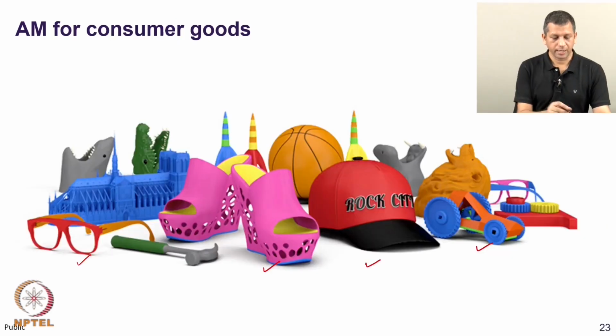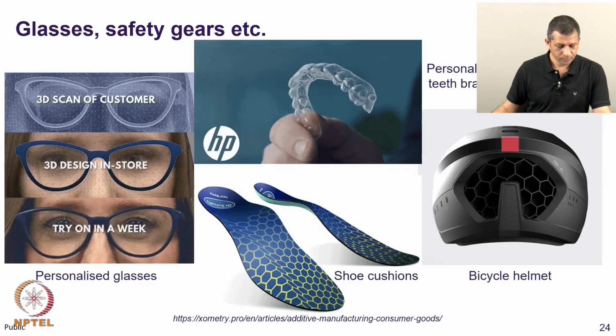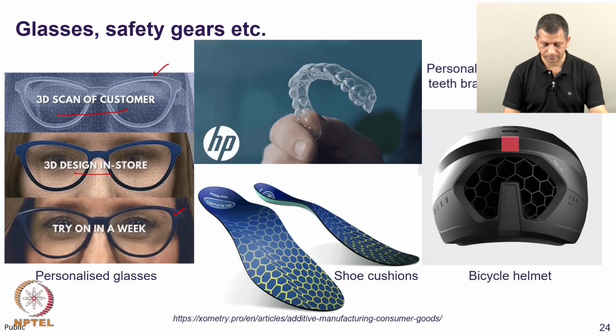As you may all know, additive manufacturing has been extensively used for consumer goods also. Some of those examples are shown here. We will talk about specifics. It can be used for personalized glass frames. 3D scans of customers can be taken. Those scans can be used for creating CAD models in store, and then those CAD models can be used for printing those glass frames as per the requirements or as per the scan. This offers individualization and personalization.